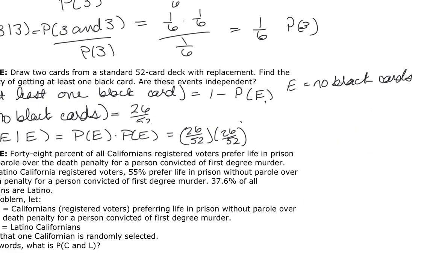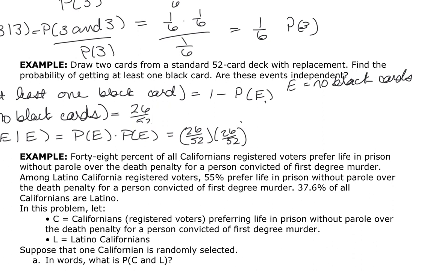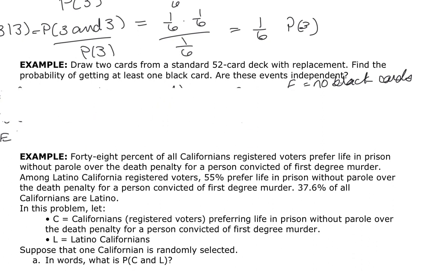So now, let's look at this example. Erase this. 48% of all Californian registered voters prefer life in prison without parole over the death penalty for a person convicted of first-degree murder. Among the Latino California registered voters, 55% prefer life in prison without parole over the death penalty for a person convicted of first-degree murder. 37.6% of all Californians are Latinos. In this problem, C is the Californians.